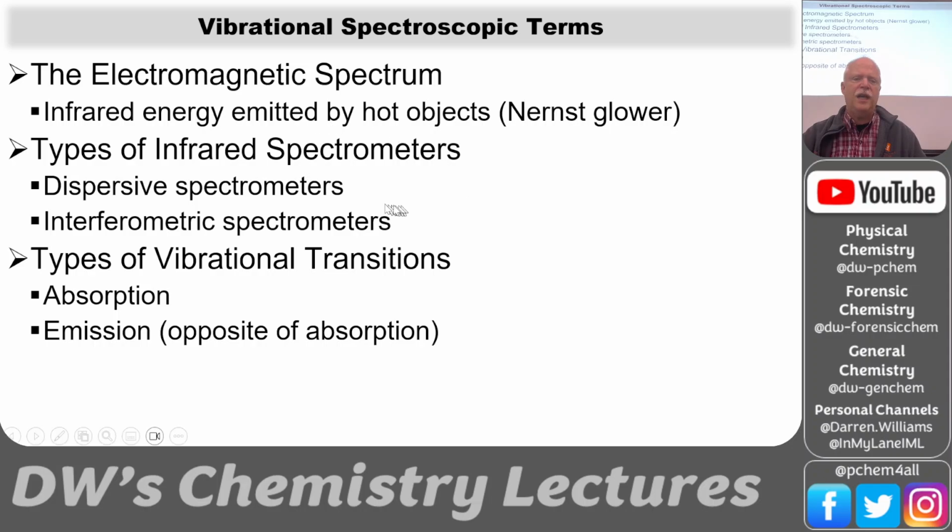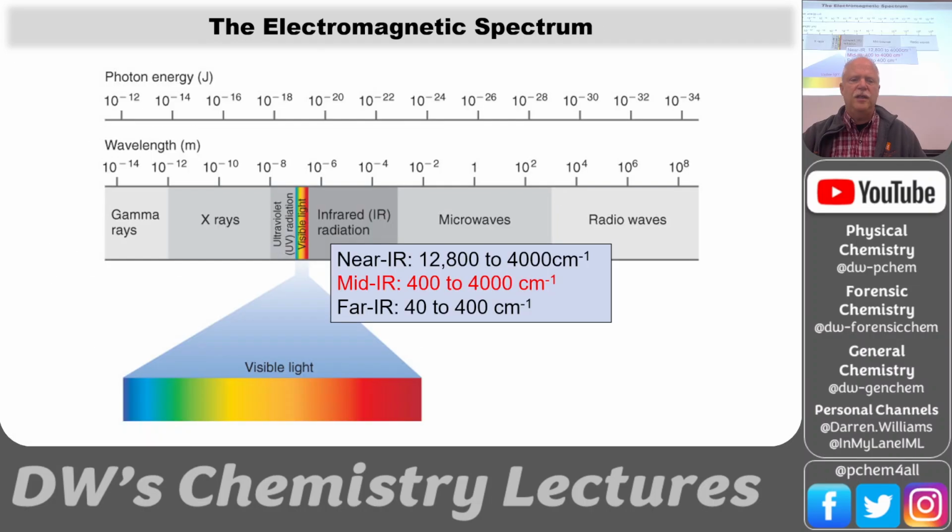We're going to talk about different types of spectrometers and different types of transitions. So here we are in the infrared region, which is redder than red. The near infrared is 12,800 to 4,000 wave numbers, but most of the time our chemically interesting spectrometers are in the mid infrared. It's 400 to 4,000 wave numbers.